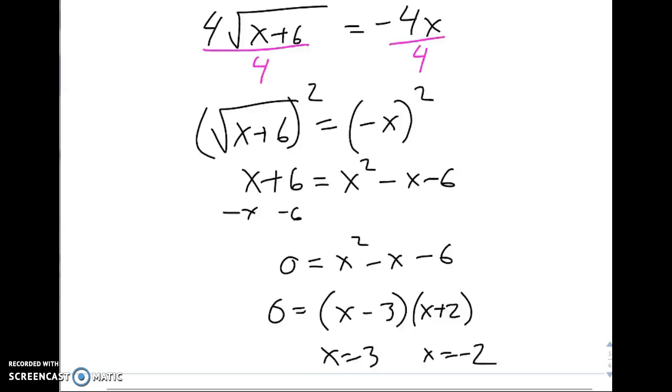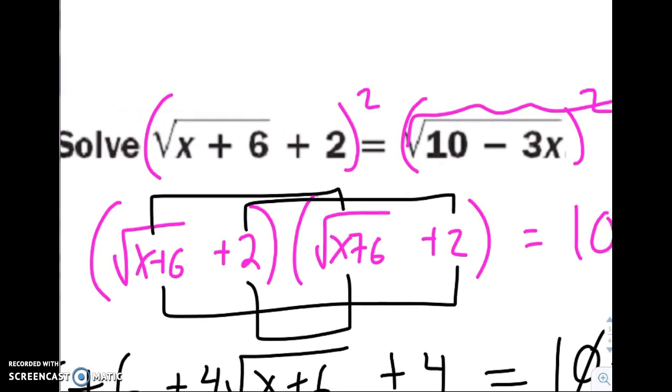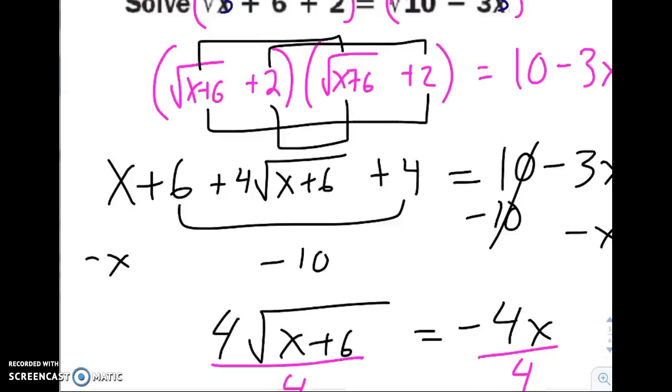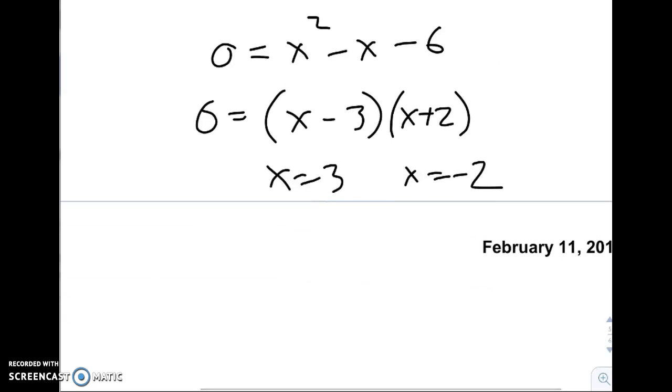So I'll go back up to the top. Does positive 3 work? So if I plug in a positive 3 here, I would get the square root of 9 plus 2. Does that equal, over on this side, 10 minus 9, or I guess this is a 3 right here, so 9. So 10 minus 9 is the square root of 1. Does the square root of 9 plus 2 equal the square root of 1? Well, 3 plus 2? No, it doesn't. Okay, so 3 is an extraneous solution.